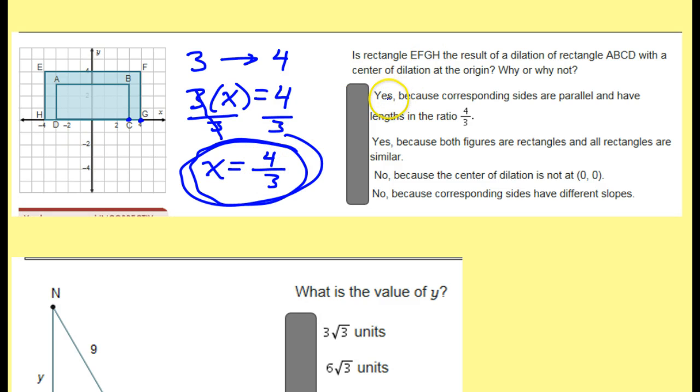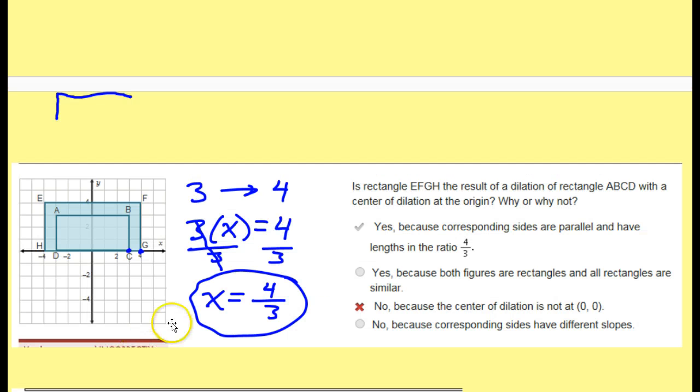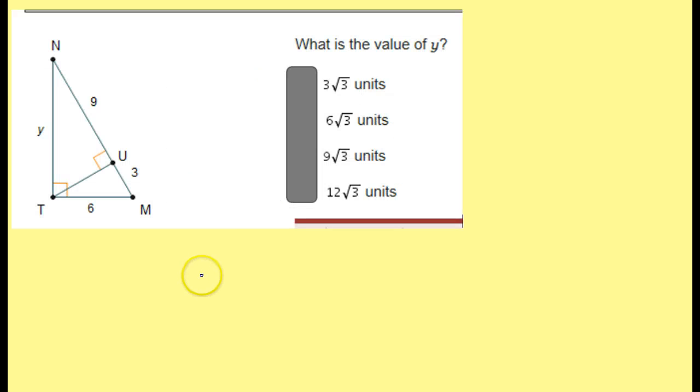So it's going to be one of these yeses. Yes, because the corresponding sides are parallel and have lengths in a ratio of 4 to 3. And that's that scale factor we were just talking about. So that should be the answer right there. Boom! There you go. All right, last problem.